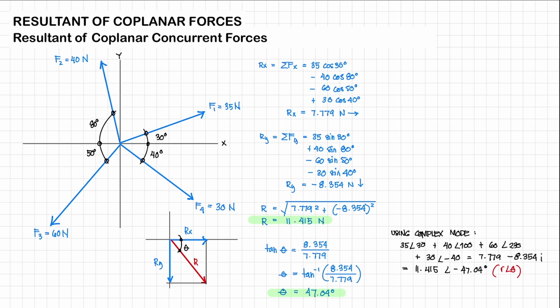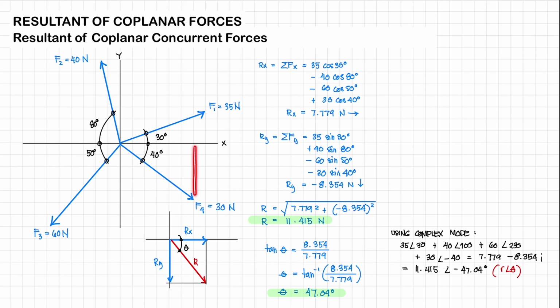So first, let's start with F1. It's acting upward, so that's positive. So we have 35 sine 30 degrees. And then F2, again acting upwards, so that's positive 40 sine 80 degrees. And then we have F3. This one is acting downward, so that's negative. So we have here negative 60 sine 50 degrees.